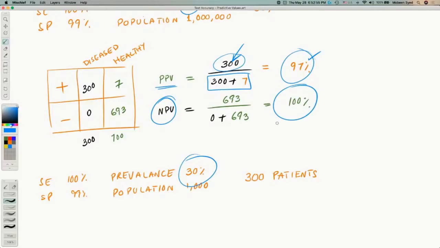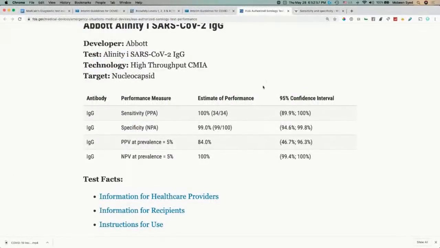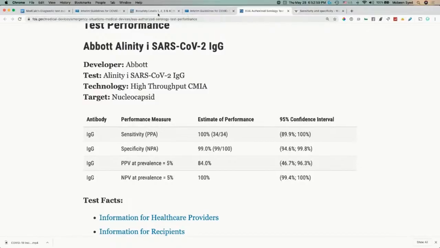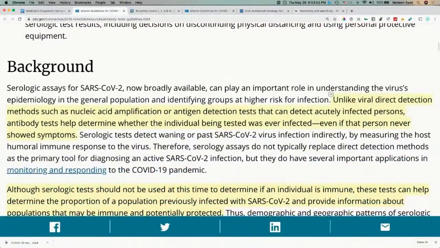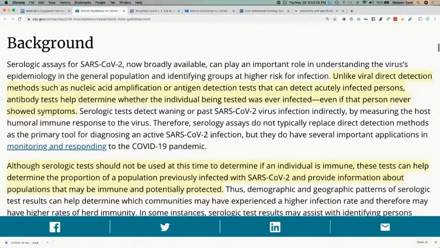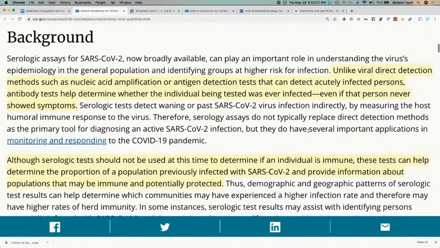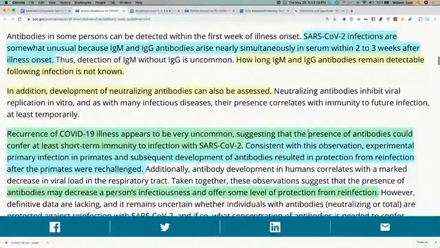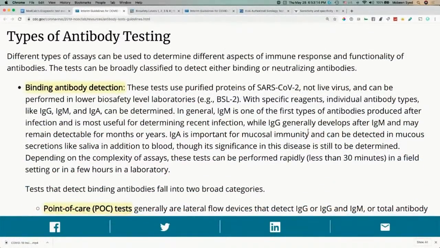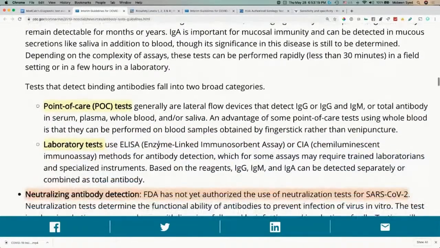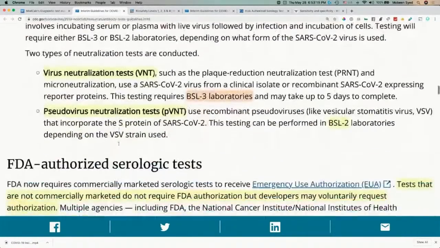That is what mathematically we're seeing here. And with this, I want to just very quickly go over the CDC's site here, very nicely written. I have discussed most of these. I would like us to look at the antibodies. Remember, we talked about binding antibodies and neutralizing antibodies.